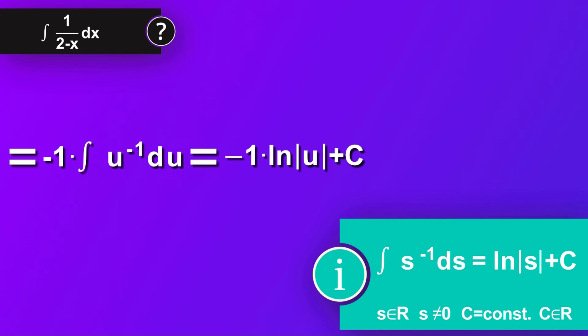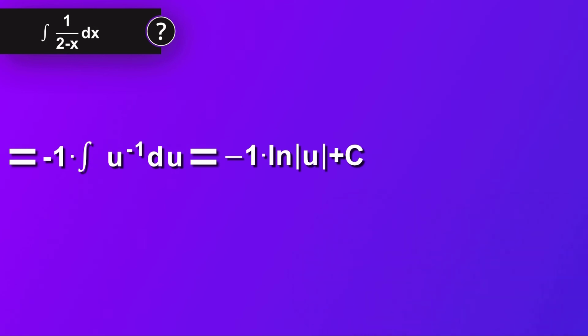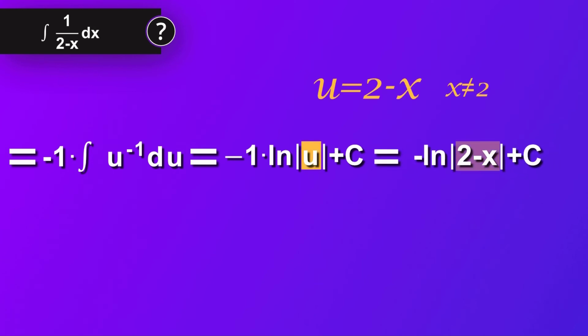But it is not the end of our solution. We have to come back to our problem, and it was formulated using variable x. We used u substitution, and now we have to come back to x. So instead of u, we now insert 2 minus x. We've got minus the natural logarithm of the absolute value of 2 minus x plus constant c as a result of our problem.